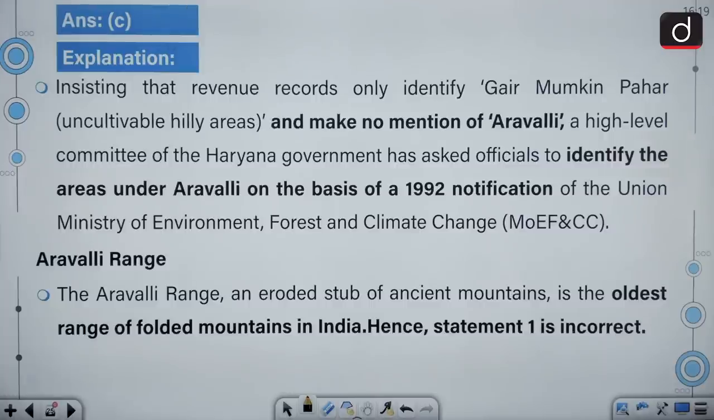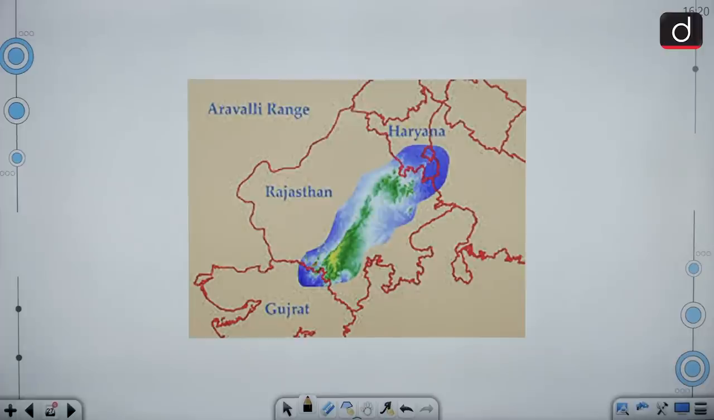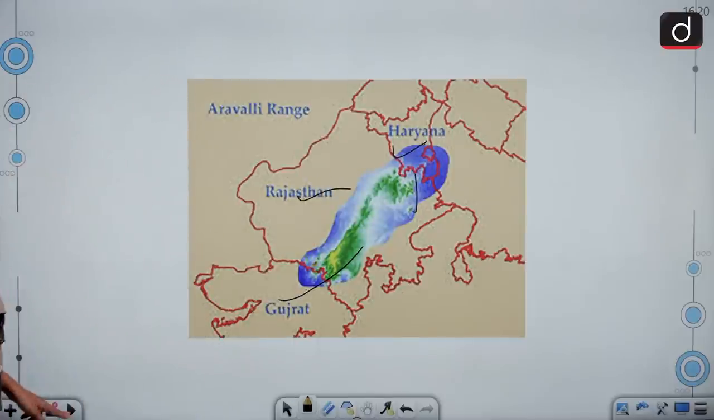Insisting that revenue records only identify Gair Mumkin Pahar and make no mention of Aravali, a high-level committee of the Haryana government has asked officials to identify the areas under Aravali on the basis of a 1992 notification of the Union Ministry of Environment, Forest and Climate Change. Aravali ranges are an eroded stub of ancient mountains, the oldest range of fold mountains in India. Also, the second highest peak of the Aravali range is Sher in Sirohi. It runs approximately 670 km in a southwest direction, starting near Delhi, passing through southern Haryana and Rajasthan, and ending in Gujarat. So, as you can see with the help of this diagram, spanning across Haryana, Rajasthan, Gujarat, and Delhi. Alright? So, let's move on to the next question.